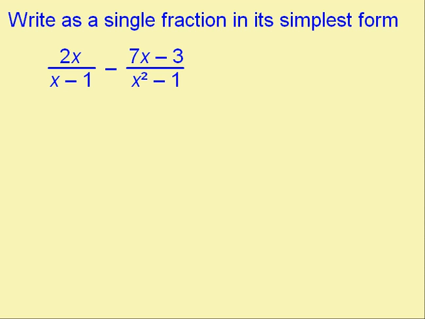Here's another question for you to try. Press pause and have a go at it. When you're ready, press play.